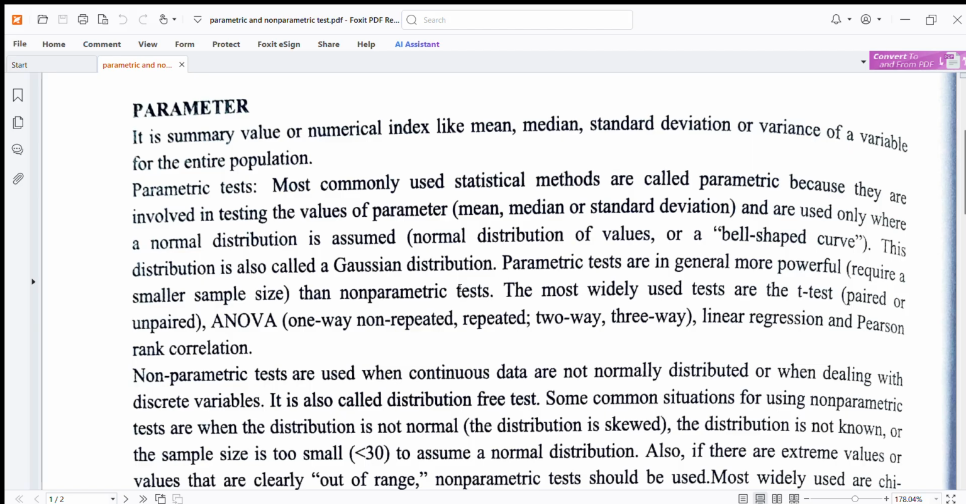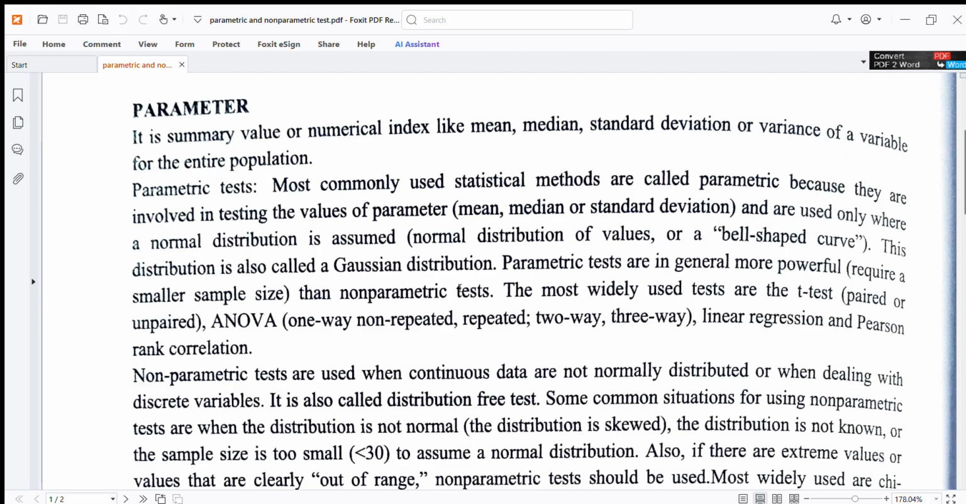Parametric tests are in general more powerful and require a smaller sample size than non-parametric tests. The most widely used tests are the t-test, paired or unpaired, ANOVA, one-way non-repeated, two-way, three-way, linear regression, and Pearson's rank coefficient.